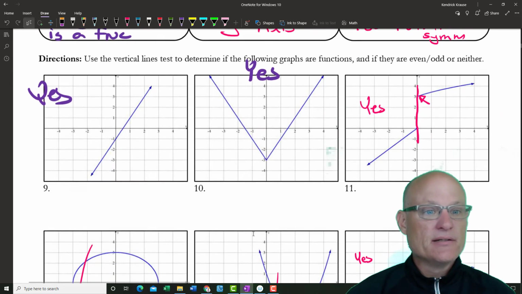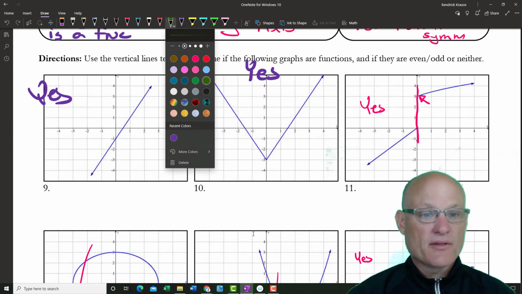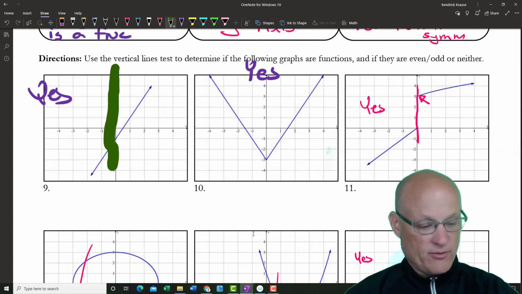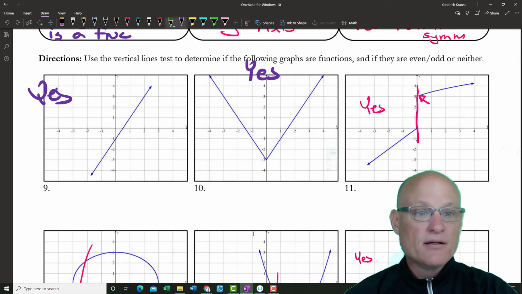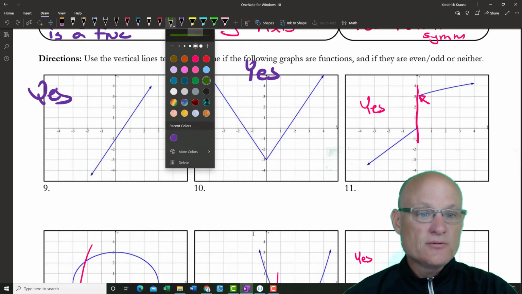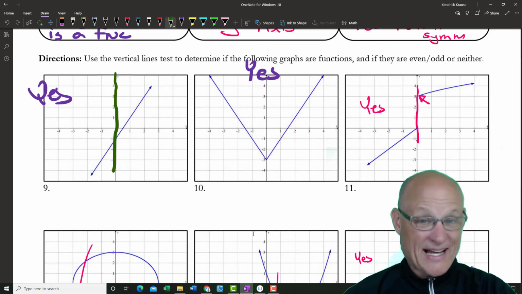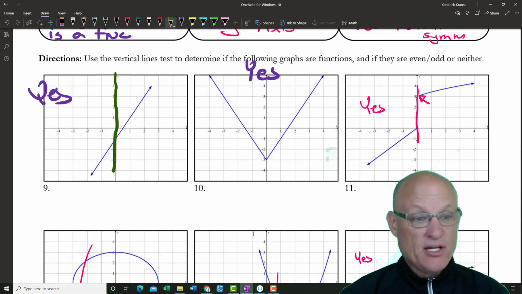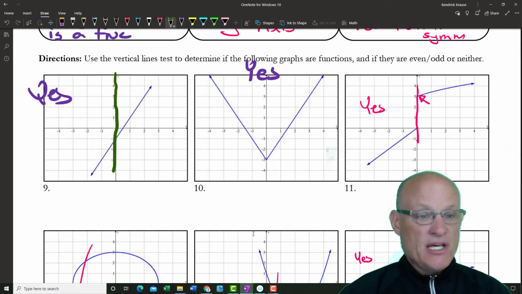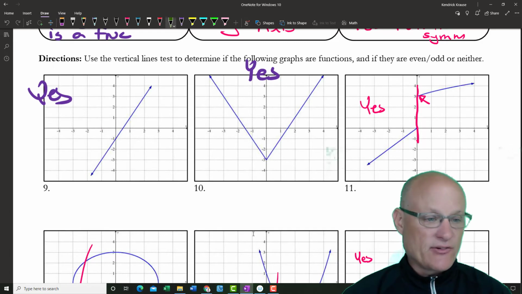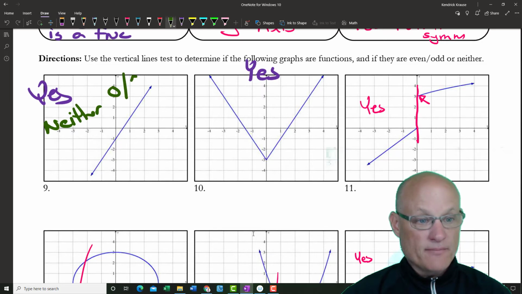All right, so let me grab a thick green pen. So if I draw a vertical line down through this, that's way too thick. I can put a ruler down. If I draw a vertical line on the y-axis, do I see the same mirror image on the other side? No. If I turn my paper 180 degrees upside down, would it look exactly the same? No, so this is neither odd nor even. I'm just going to put neither odd nor even.